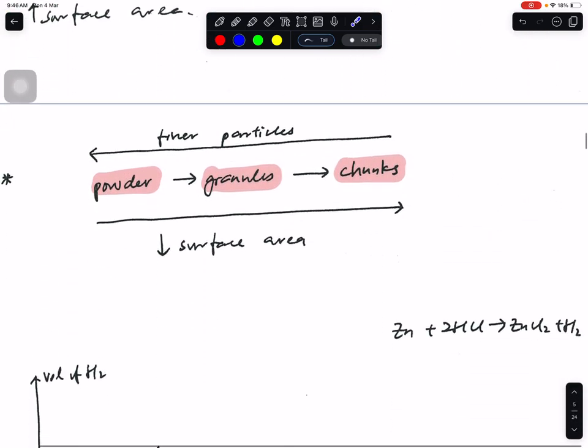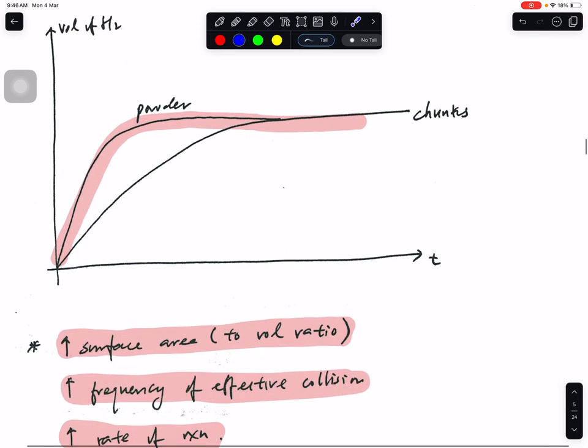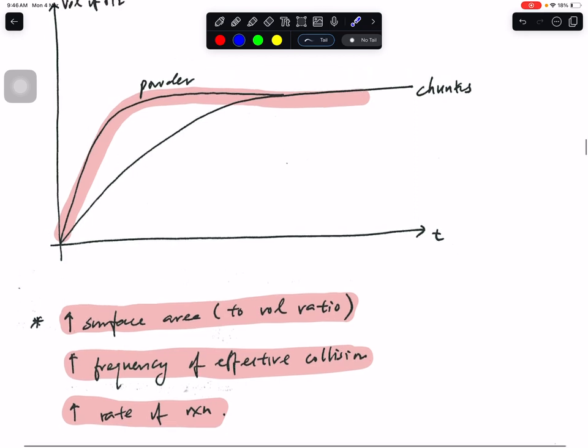Now let's go through some words here. We have powder, granules, and chunks. Powder represents the finer particles. Granules is a little bit bigger, and chunks will be very big pieces. When it comes to the word explanation, you need to tell me that when you use something like powder, there will be an increase in surface area to volume ratio, and therefore the frequency of effective collision increases, and the rate of reaction will also increase. You realize here that the reaction with powder will be a lot faster compared to the reaction that contains chunks.